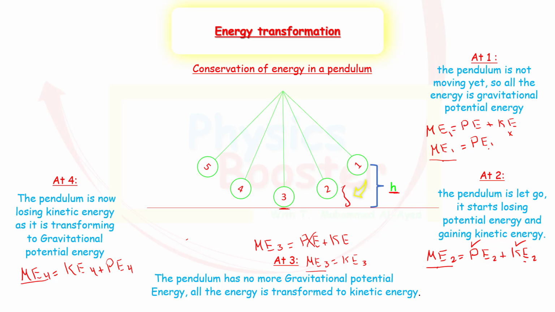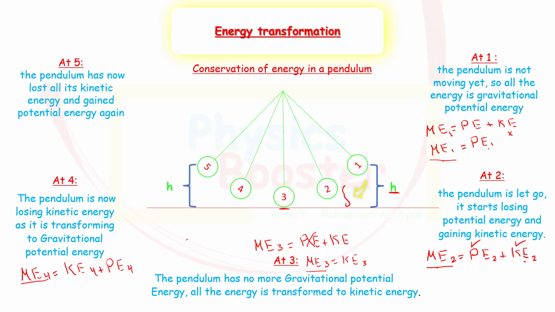And now it's going to start moving in the other direction. If we want to study this point, we're going to say that the pendulum has now lost all its kinetic energy and gained potential energy again. So the mechanical energy at 5 is going to be simply only potential energy at location 5. In our case, it is gravitational potential energy. And now we will see that the pendulum will reach the same height it started from.